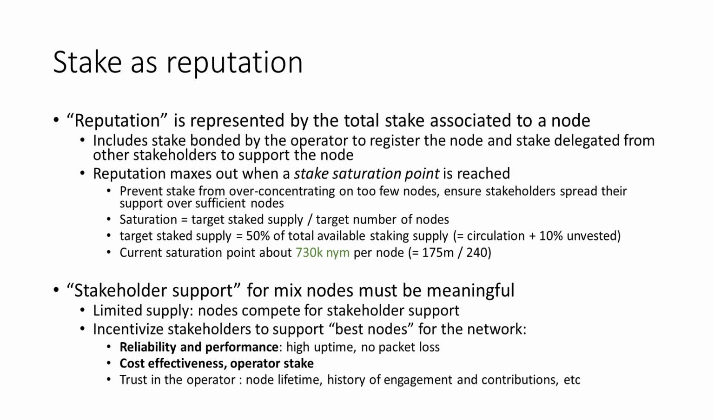So the idea of the incentive system is that we want to use this staking system to incentivize a good network that works well. We want to incentivize the stakeholders to support the best nodes for the network. And what are the best nodes? The first thing is that the best nodes are those that have good reliability and good performance. That means they are always online, they don't go down, and they don't lose packets. They don't become congested and start losing packets. This is very important, because if you don't have reliable nodes, then the experience for the users is not going to be very good, and then the system will not be successful.